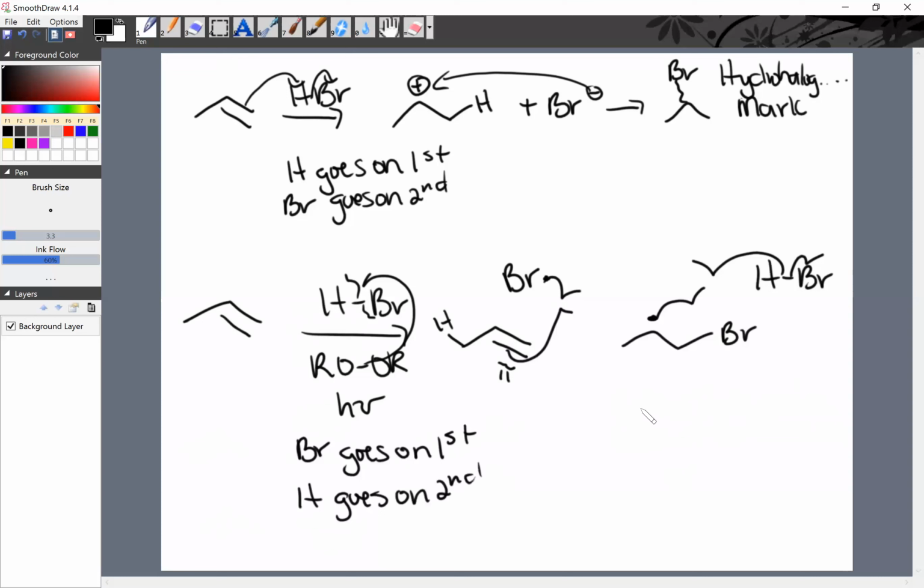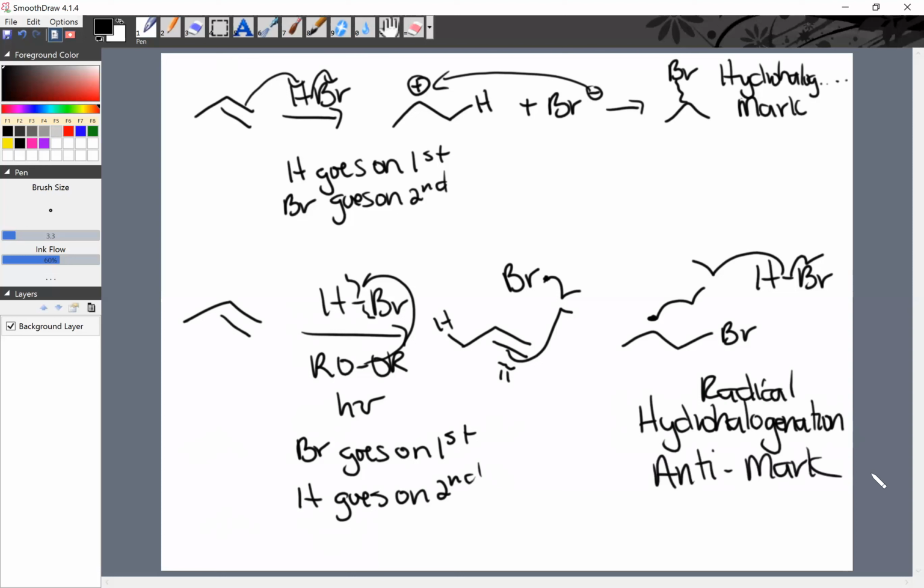So still called hydrohalogenation, but this one is radical hydrohalogenation, and therefore it goes on anti-Markovnikov style.